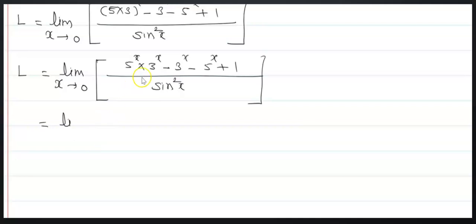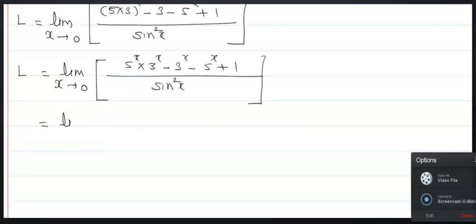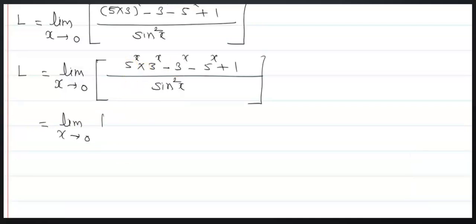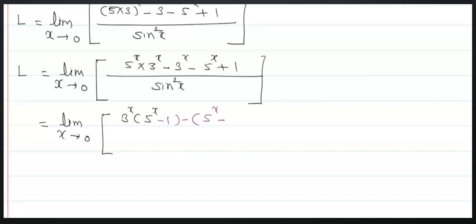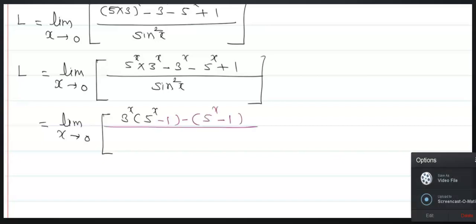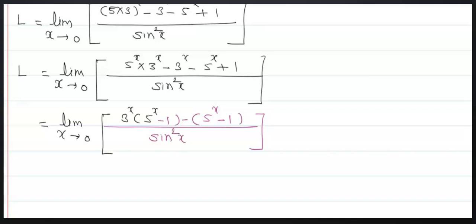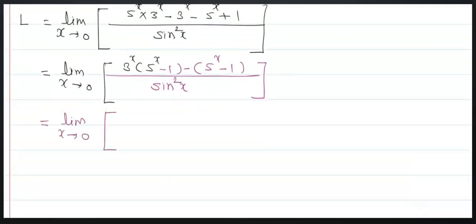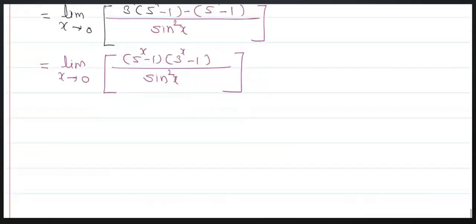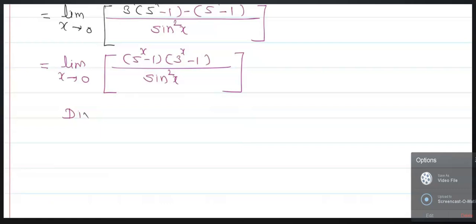Now take 3 raised to x common from these two. Then in the bracket you will get 5 raised to x minus 1, and minus 1 in the bracket, 5 raised to x minus 1 upon sin square x. Divide numerator and denominator by x square. 5 raised to x minus 1 into 3 raised to x minus 1 upon sin square x. Divide numerator and denominator by x square.